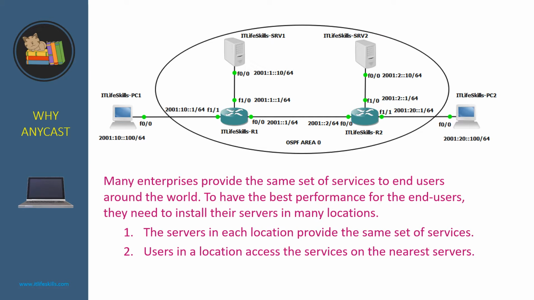Let's take a look at this example. IT Life Skills provide the training service in US and England, and they want the users in US to access the servers in US, and the users in England to access the server in England, and they can achieve the goal by using IPv6 AnyCast.